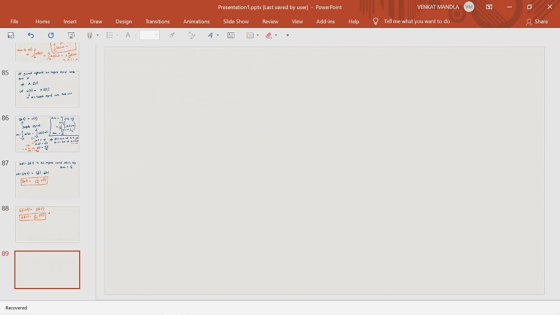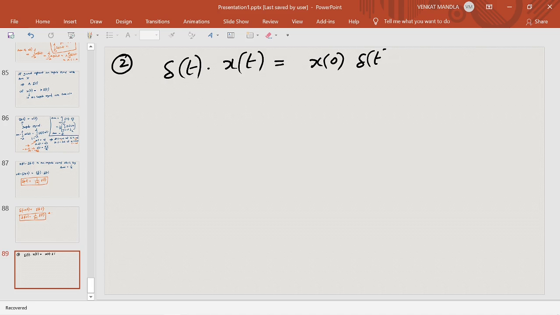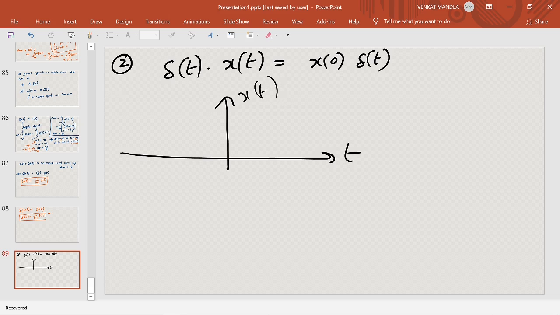The next, second property. Del of t into x of t equals x of 0 into del of t. Why? Del of t exists only at t equal to 0. At all other time instants, del of t is 0. I will represent it graphically, then you can understand easily. This is t, this is x of t.